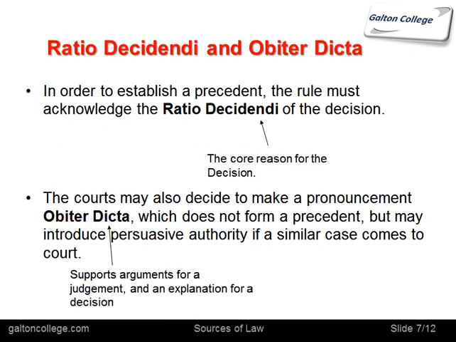There's another issue we need to deal with here, and this is what's known as the ratio decidendi and the obiter dicta. In order to establish a precedent, the rule must acknowledge the ratio decidendi of the decision. This is the core decision, or the core reason for the decision. The ratio decidendi is the essential piece of law.